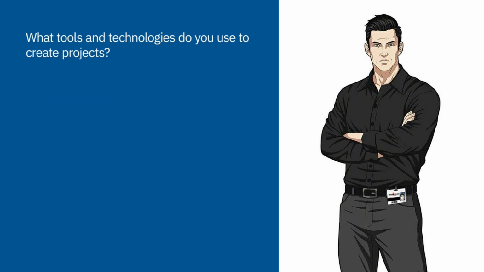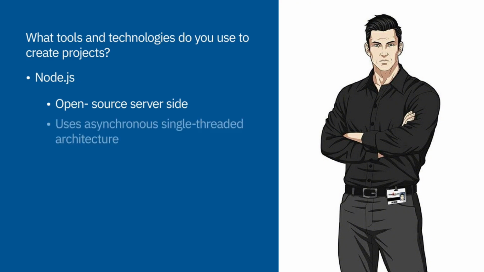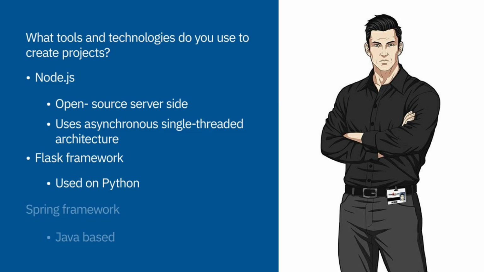In terms of backend languages and frameworks, Node.js is an open source server-side platform built on the Google Chrome JavaScript engine. It uses an asynchronous single-threaded architecture that allows it to serve a very large number of concurrent connections. Flask is a framework used on Python that is popular with Pythonistas. And the Spring framework based on Java has been around for years and remains popular.